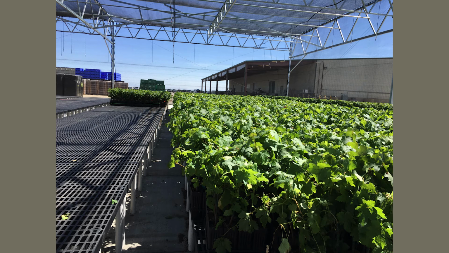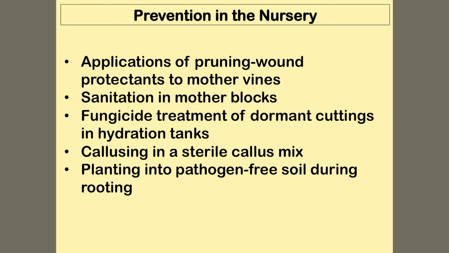So given that there are trunk pathogens that have been found to some extent in some nursery stock studies, what can the nurseries really do to stop this from happening or to minimize the infections? And one thing they can do is what you as growers can do. They can put on pruning wound protectants in the mother blocks where the cuttings are being taken to minimize infection of those mother vines. Because if those mother vines don't get infected, there isn't a source of inoculum locally within the vineyard to infect the cuttings.